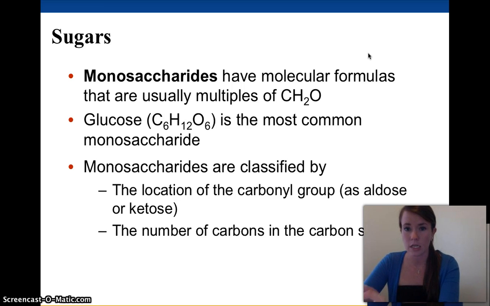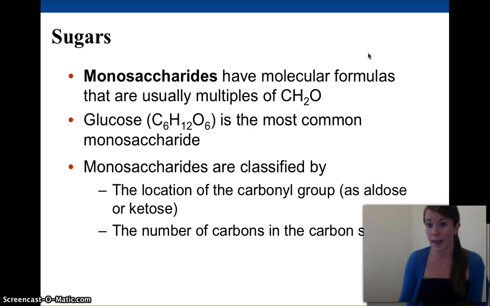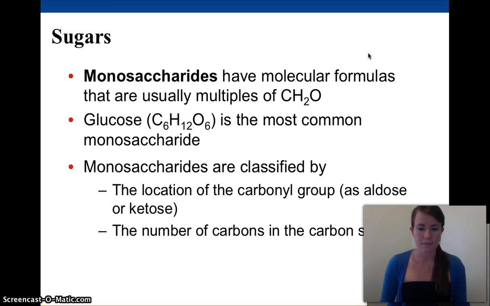And monosaccharides, the monomers, they are usually multiples of CH₂O. So glucose is C6H12O6. And that's because of just the structure that it is. There's always going to be a couple extra hydrogens to fill in all those bonds that carbon has to make. Like glucose right there. And so we can classify monosaccharides by where the carbonyl is. Carbonyl is C double bond O, so you'll get really used to that. And by the number of carbons in the carbon skeleton. So that's how we can classify the monosaccharides that we're talking about.